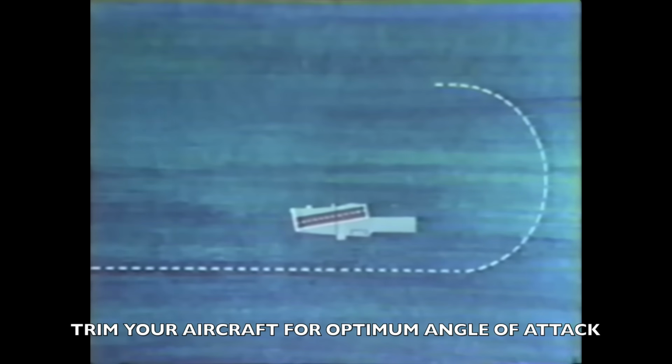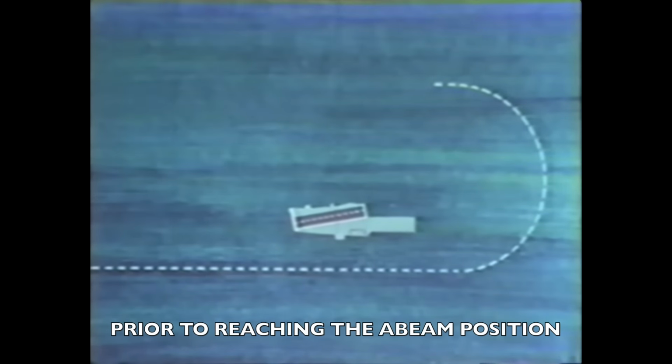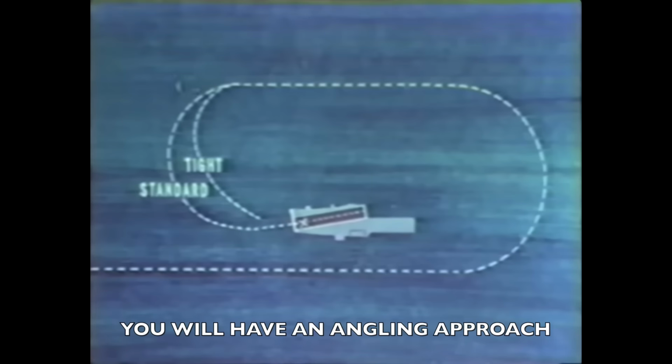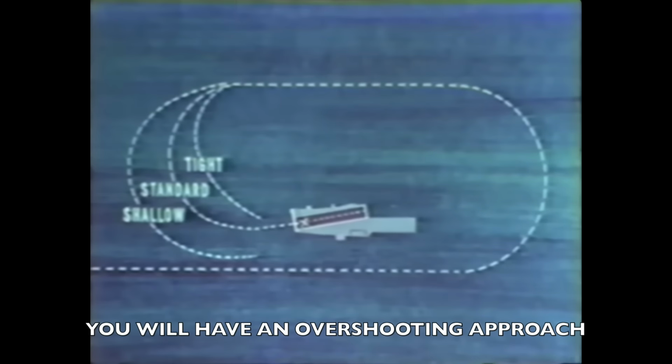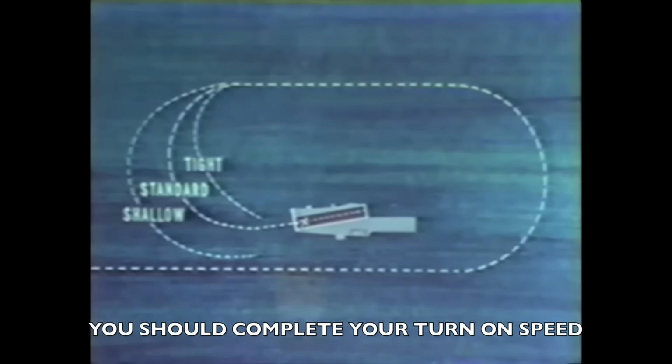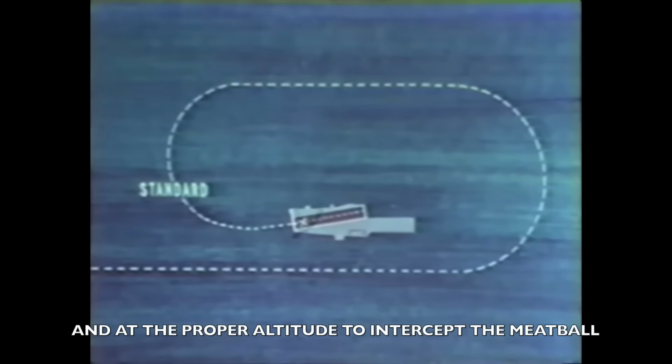On the downwind leg, trim your aircraft for optimum angle of attack prior to reaching the abeam position. The standard turn for your type of aircraft will bring you into position for the final approach. If your turn is too tight, you will have an angling approach. If your turn is too shallow, you will have an overshooting approach. You should complete your turn on speed, lined up, and at the proper altitude to intercept the meatball.